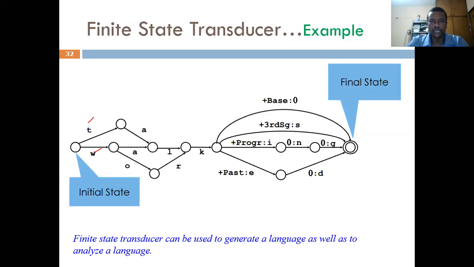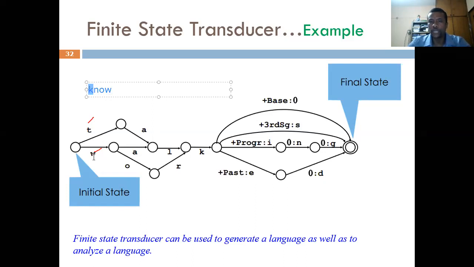So for example, if I give you a word of such a form, automatically this word is not valid based on this finite state model, because this finite model says a word should start with either T or W. In this case, it is K. So automatically, this word cannot be covered by this finite state model.